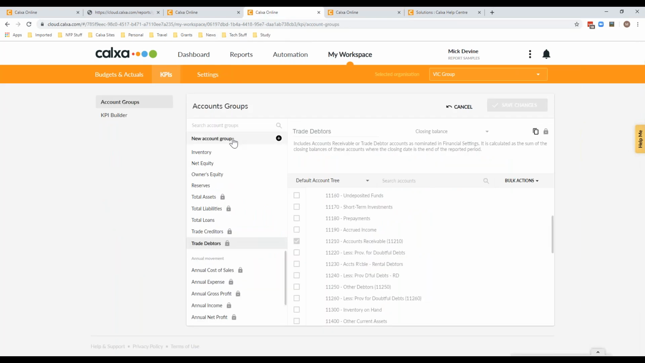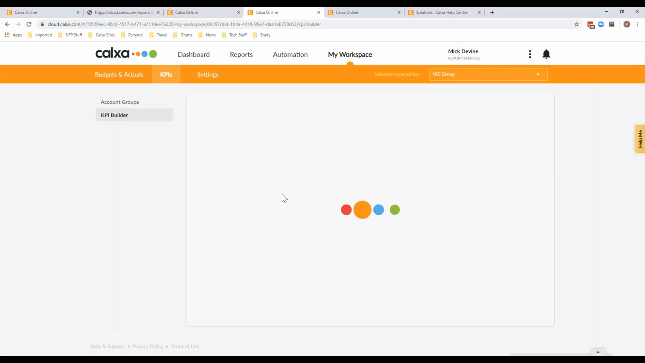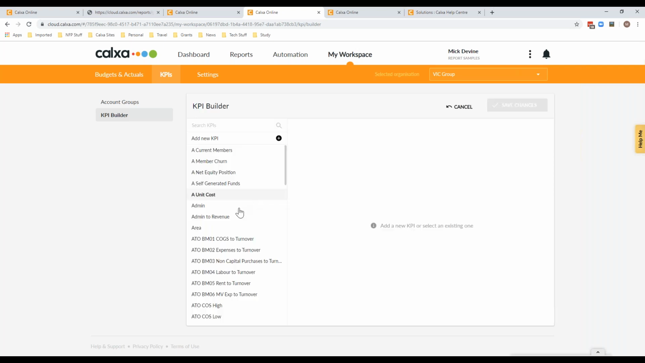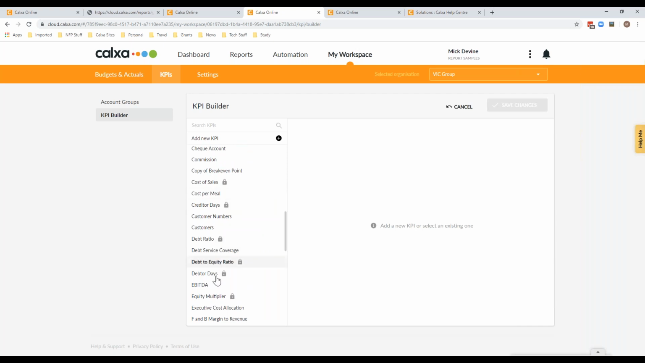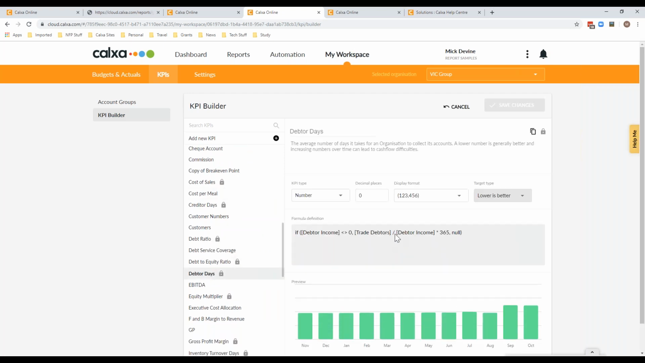Usually the only reason you'd want to do that is if you've got multi-currency debtors or creditors, and that feeds into our trade debtors account group. And then, what was the other one? I've already forgotten it. In that formula, let's see, it's handy having the formulas here. We can just go back and have a look at it.